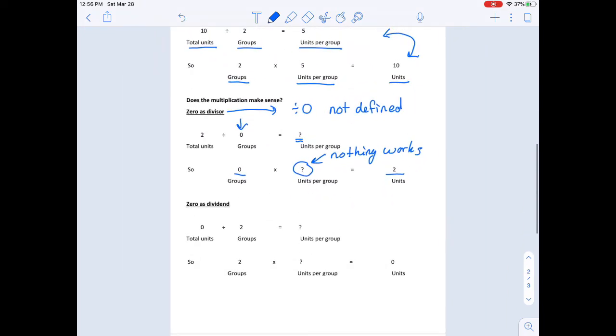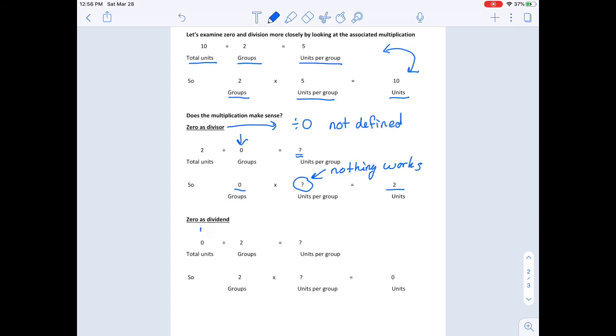If we put 0 as the dividend, 0 divided by 2, can I come up with an answer? Well, rearranging, I would take 2 times some number equals 0. 2 times what gives me 0? Oh, 2 times 0 gives me 0. So it's okay to have 0 as the dividend. In other words, 0 divided by some number that's not 0 is defined, and in fact, it's always going to be 0.